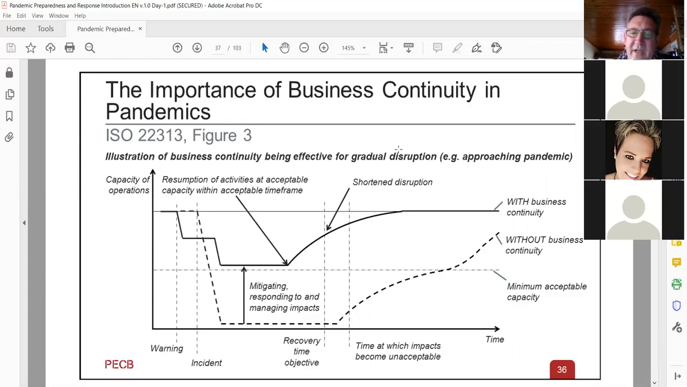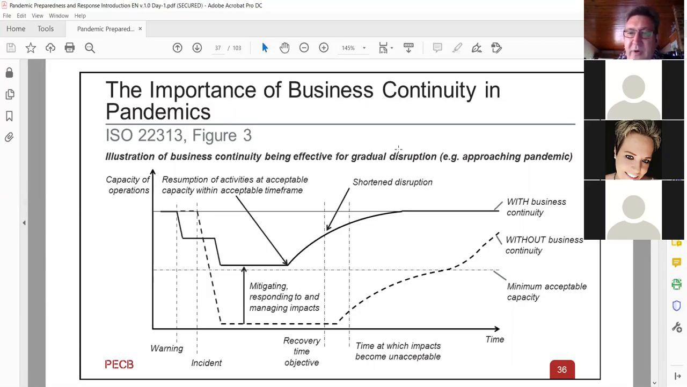within a pandemic. Now, if you look at this, firstly, we've got the X and the Y axis, the capacity of operations, and then the time that you've got to actually work with that. So if you're looking at, firstly, on the timeline, there's a warning, there's an incident, there's a recovery time objective, RTO, and then we've got a time at which impacts become unacceptable. And in some cases, it is possibly within 2 weeks. Other cases, it is maybe in a month, in 6 weeks, 8 weeks, etc.